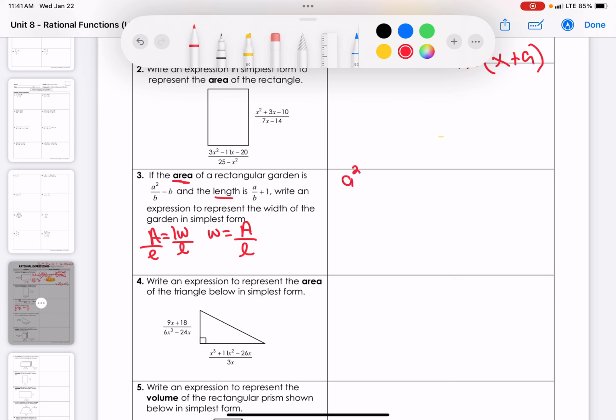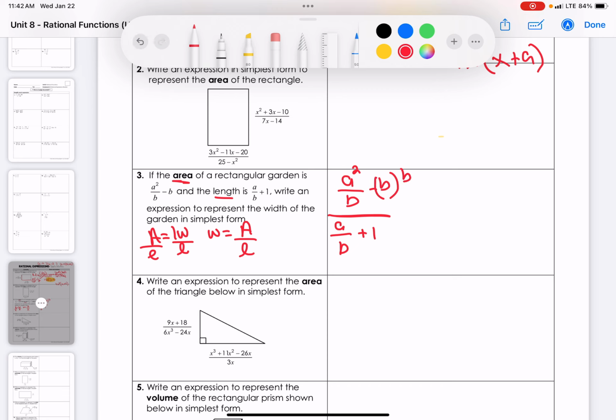So it says the area is a squared over b minus b. Now this is going to be over my length, which is a over b plus 1. All right, and they want us to solve for the width. So, all right, what I see first is we want each of these expressions to have common denominators, right? So this is really saying b over 1, but I want it to be b over b. So to do that, I have to multiply this whole side by b.